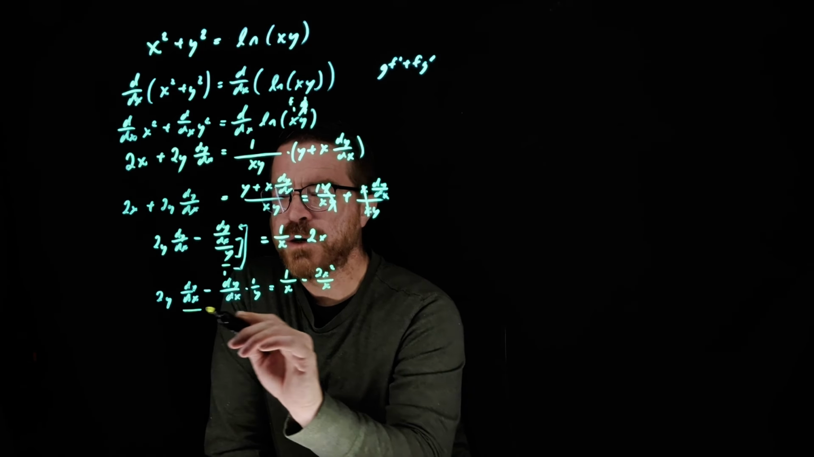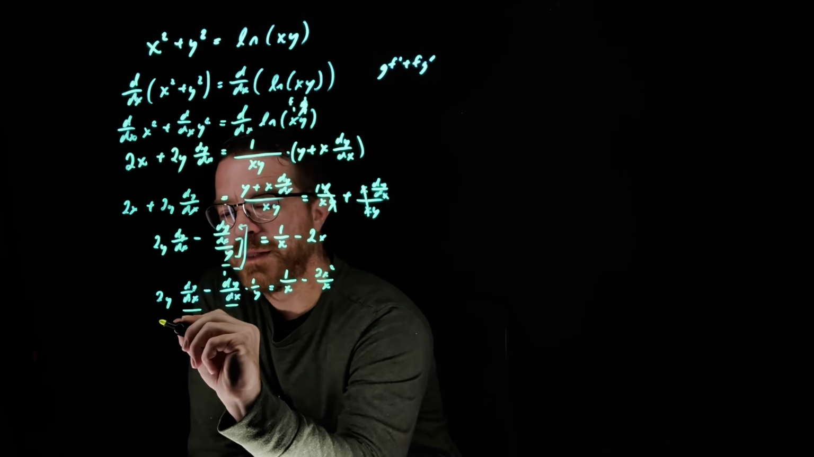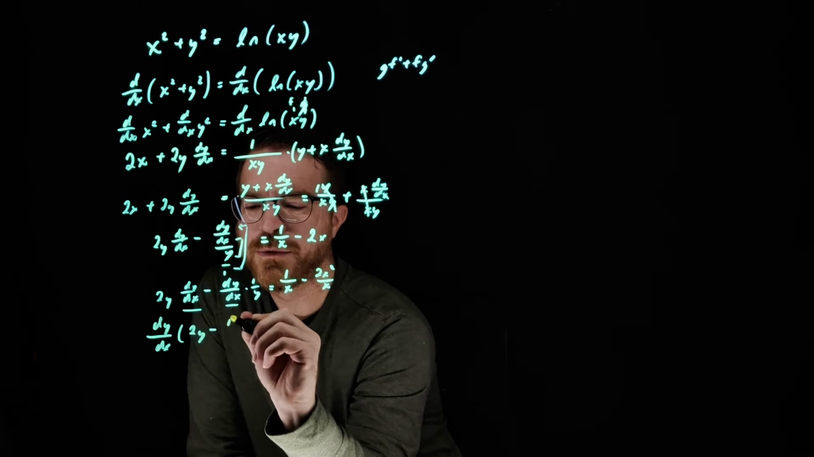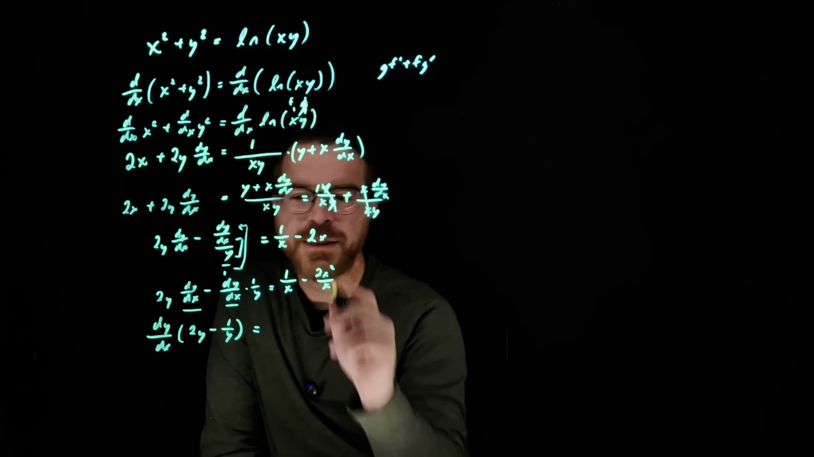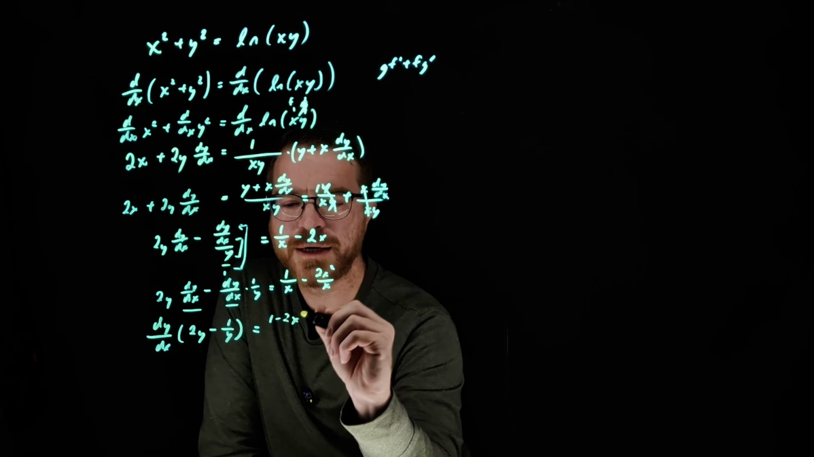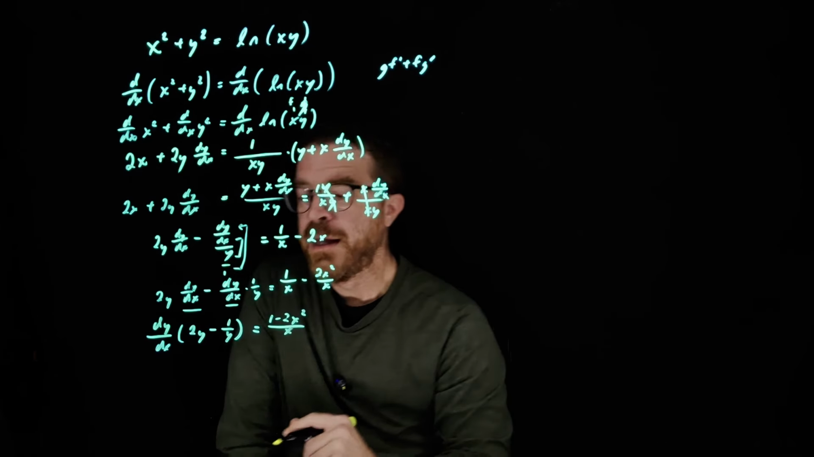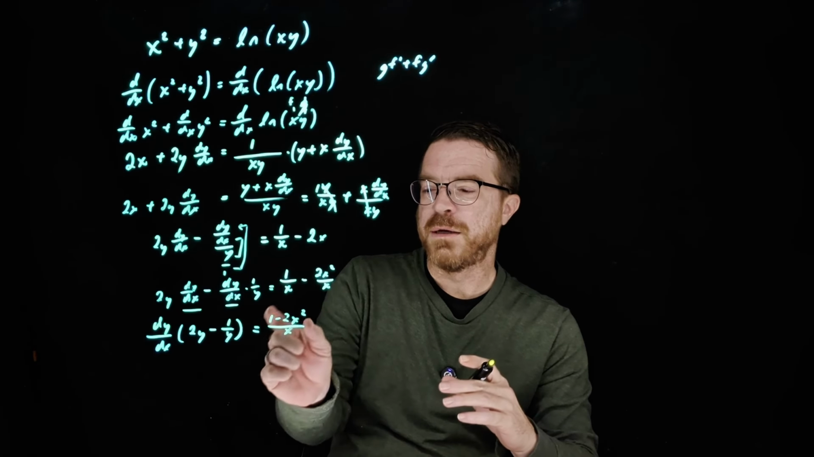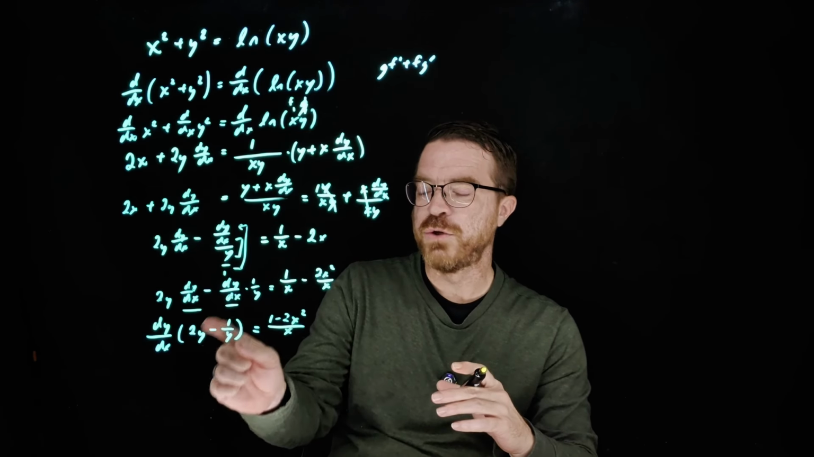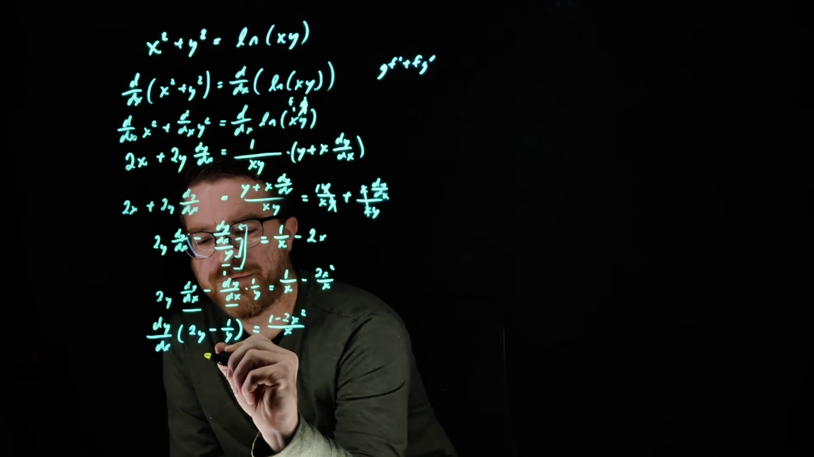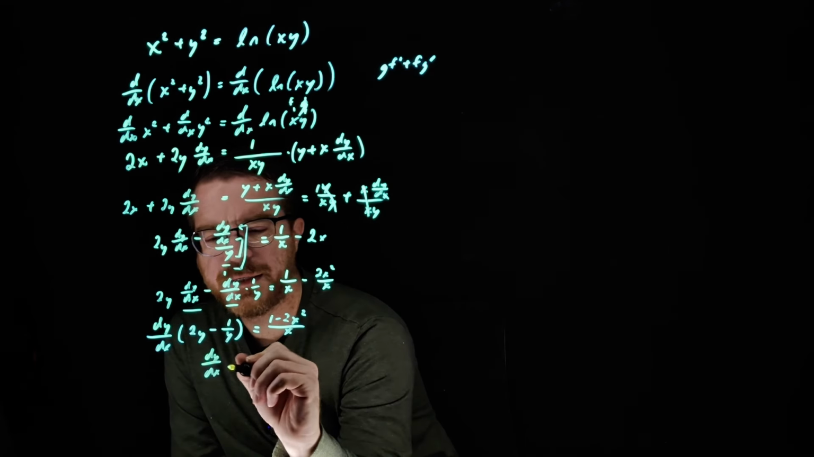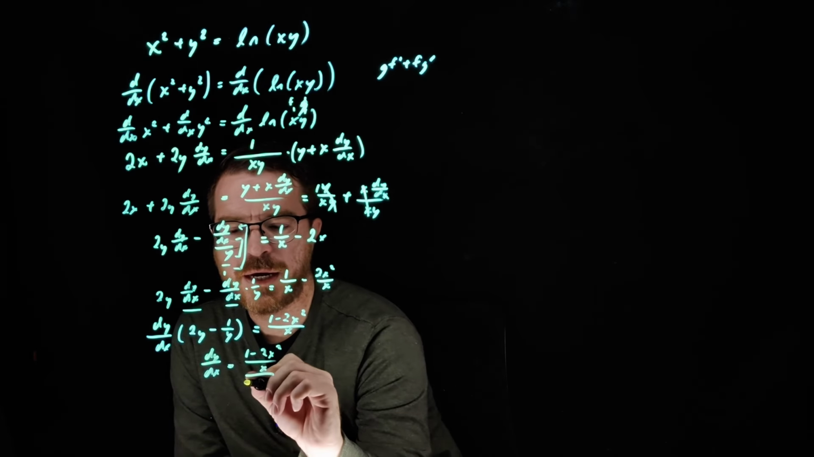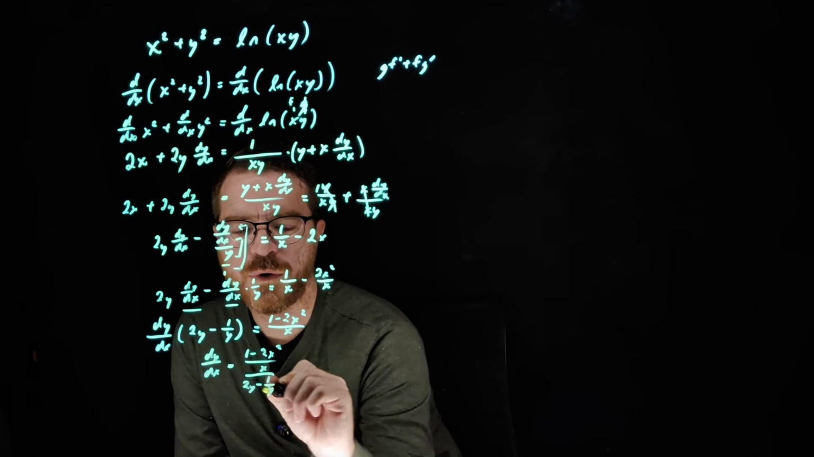Now, if you look at both of these terms, they have a dy/dx in them. So I'm going to pull that out, and this is going to become dy/dx times 2y minus 1 over y equals, and then I can combine these two. So 1 minus 2x squared over x. In order to get my dy/dx by itself, I'm going to divide by this. So we have dy/dx equals 1 minus 2x squared over x divided by 2y minus 1 over y.